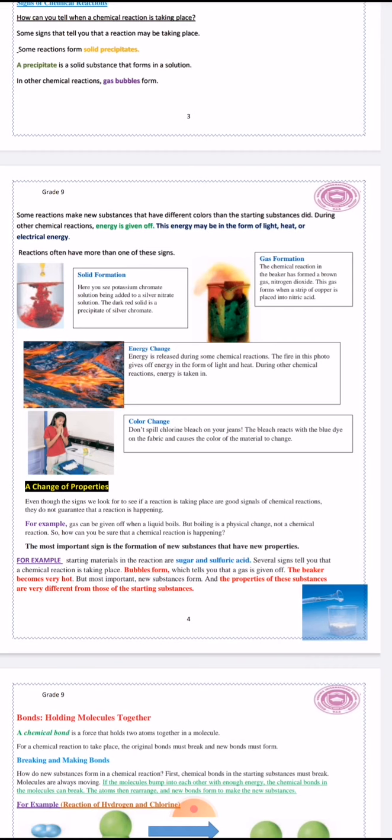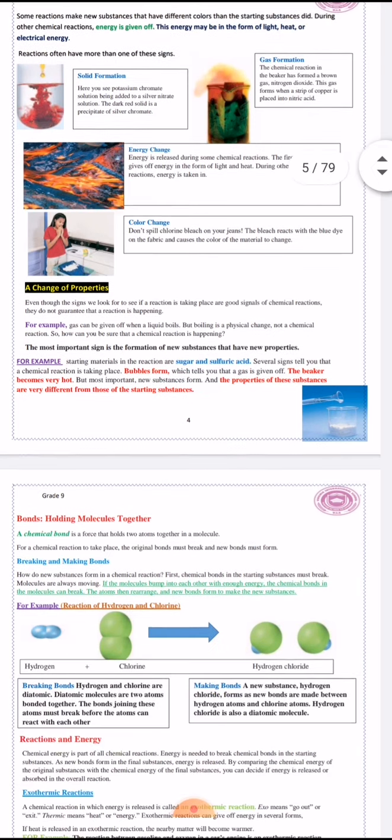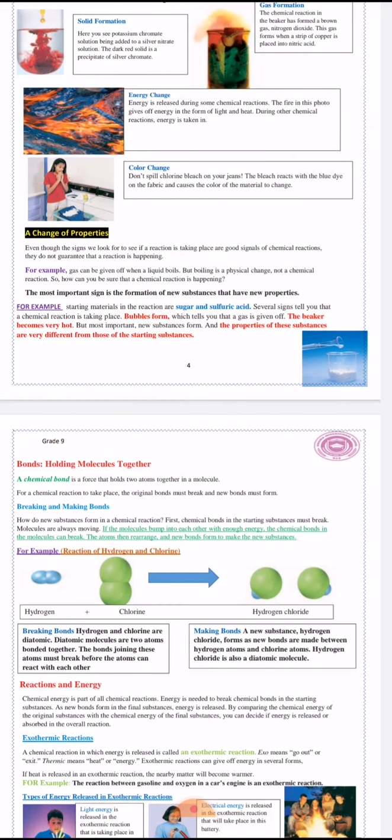has new properties compared to the starting substance. This is a very important sign that a chemical reaction has happened, as the properties of the product are not the same as the properties of the starting substances, or the reactants.